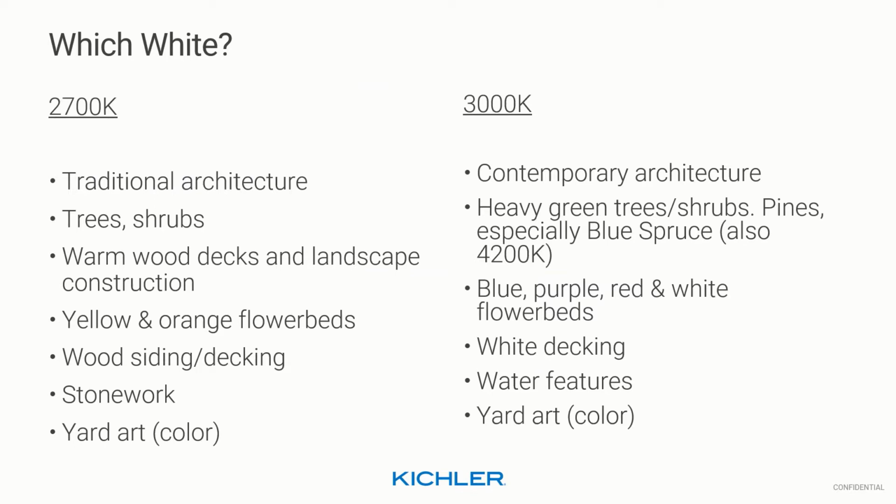Now, with that overview in mind, we'll answer the question, which color of light do I use where? This is a rough listing of things you might be lighting outside and how to divide them. 2700K will work better when illuminating traditional architecture, most trees, decks, wood elements, and stonework. 3000K will better service more contemporary architecture, white decks, water features, and shrubs. One or the other will be preferred on yard art, depending on the material used. Some trees, especially pines, will look much better under even bluer light than 3000K.